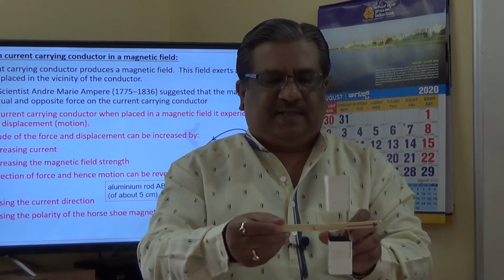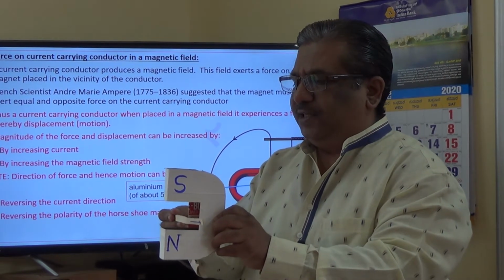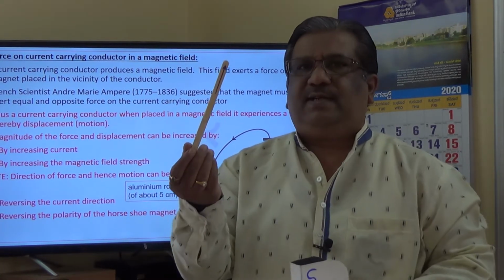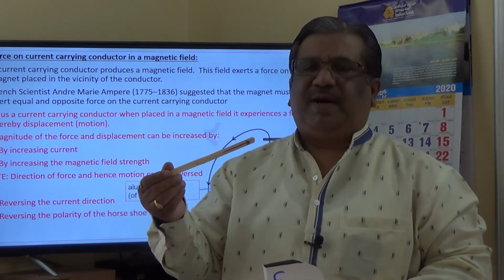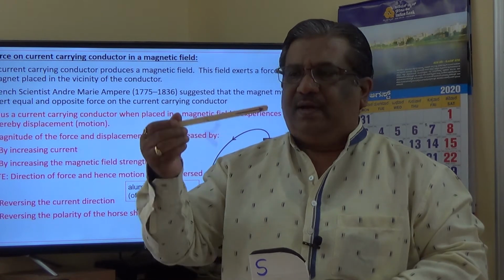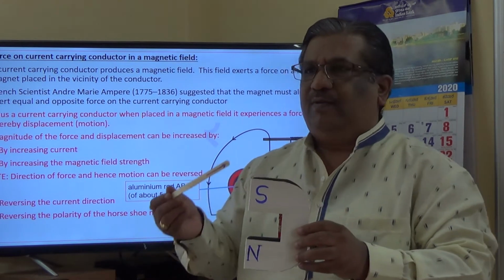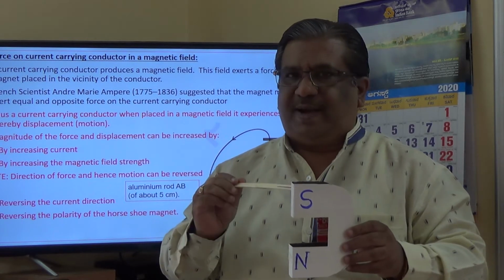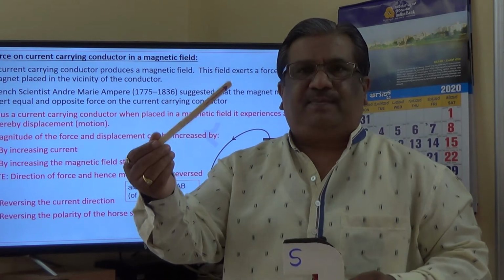If this conductor is placed like this, what happens is either this conductor may move this side or it may move outside. So this is how this conductor will experience a force. If this is a conductor, when a current is passed through it, it behaves like a magnet and produces magnetic field lines. This magnetic field exerts a force on this magnet. And Henri Ampere said, when this conductor exerts a force on this magnet, an equal and opposite force is also exerted by the horseshoe magnet on this conductor.